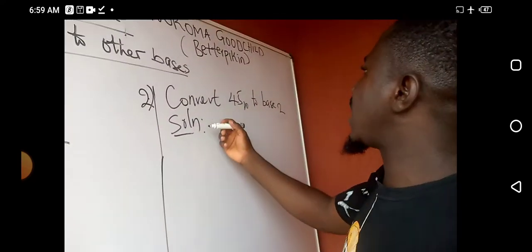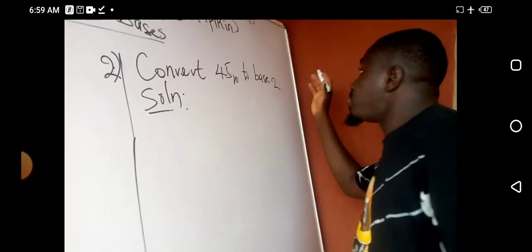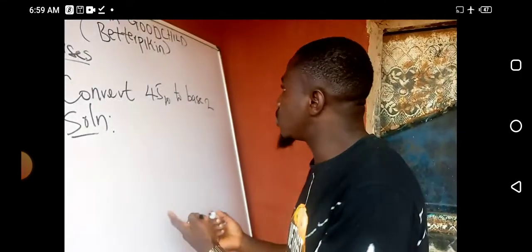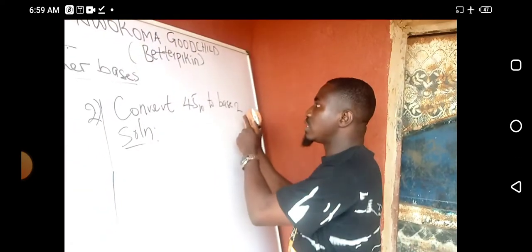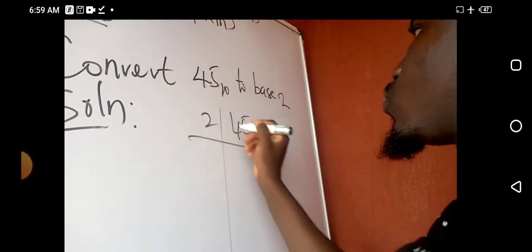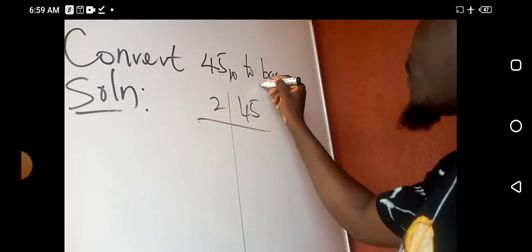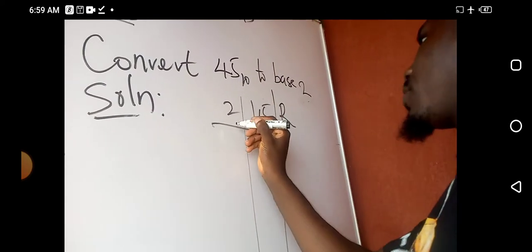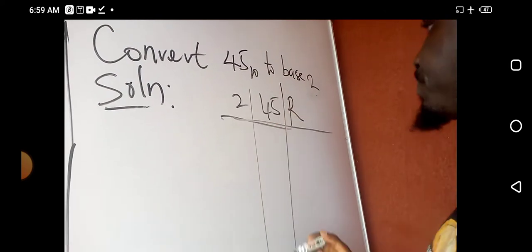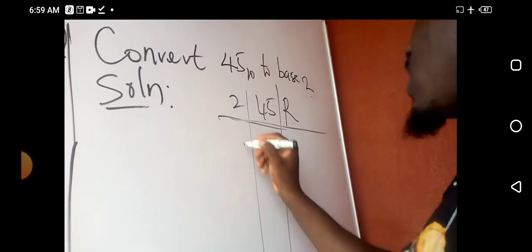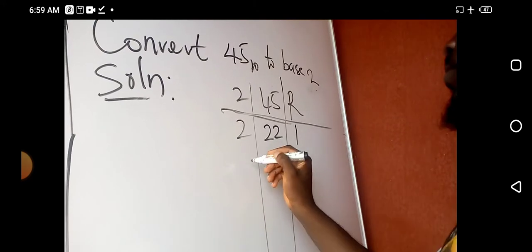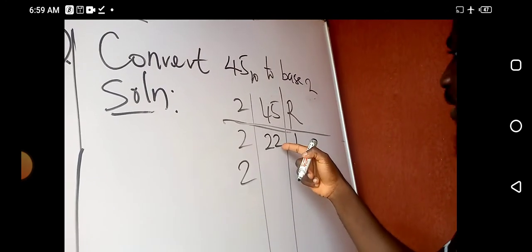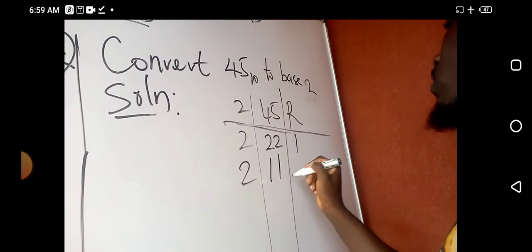Assuming we are asked to convert 45 to base 2, how are you going to do that? The same way. Remember, you divide by 2 because it's base 2. We are going to have 45, and don't forget to put your remainder. Very important. Now 45 divided by 2 gives 22 remainder 1. Then 22 divided by 2 gives 11 remainder 0.